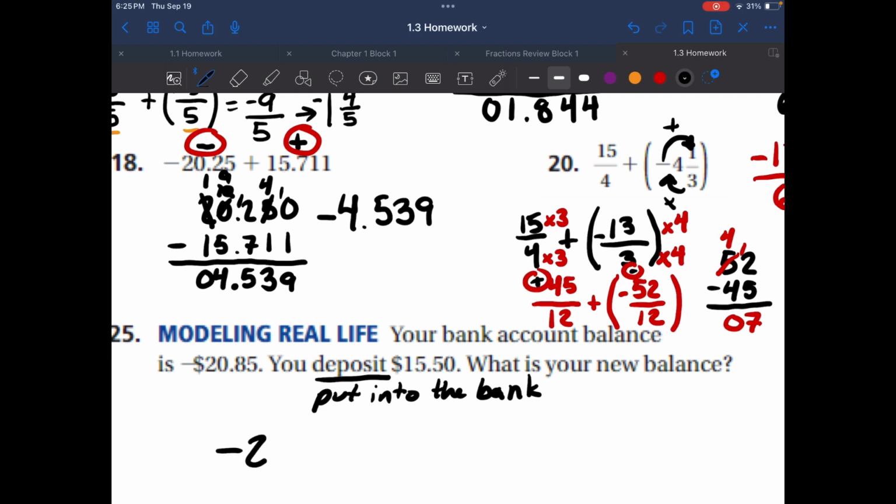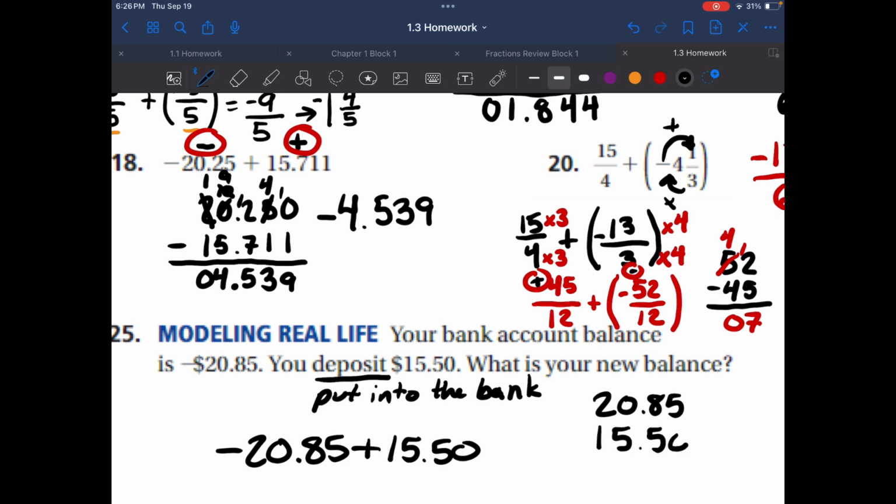If I want to write this out, I've got negative $20.85 plus, because I am depositing, $15.50. All right, this is just like we've done before. I'm going to look at my signs. My bigger value is $20.85. My smaller one is $15.50. $20.85 is negative. $15.50 is positive. 2 different signs mean I need to subtract.